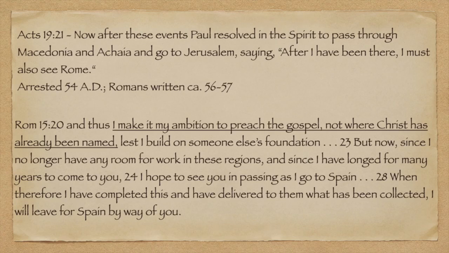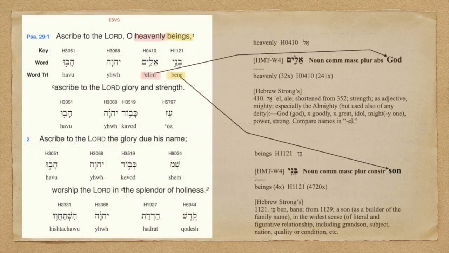Explain that a little bit to us. Psalm 29, verse 1: Ascribe to the Lord, O heavenly beings. Ascribe to the Lord glory and strength. Ascribe to the Lord the glory due his name. Worship the Lord in the splendor of holiness.